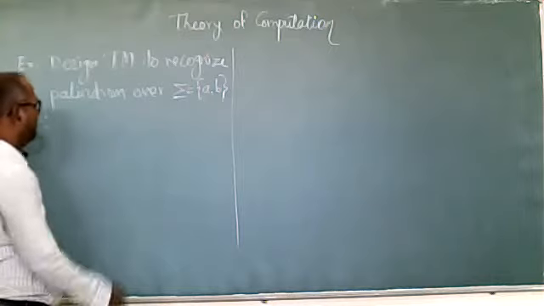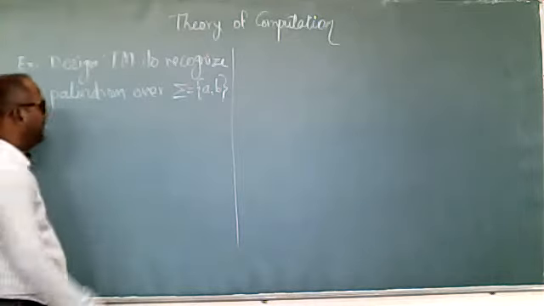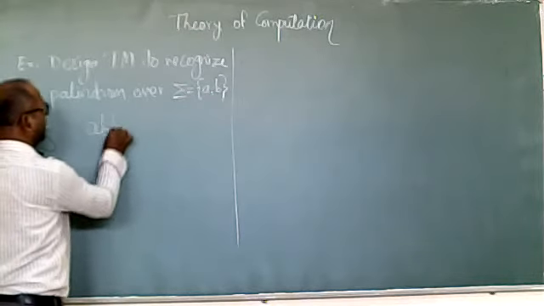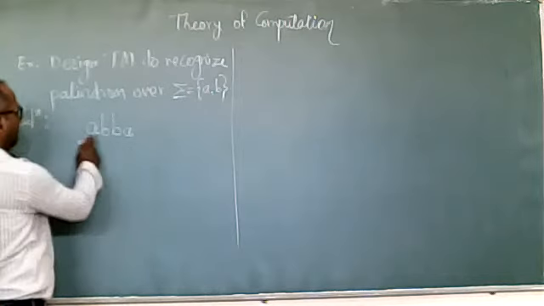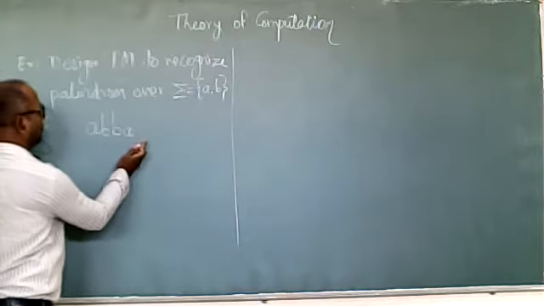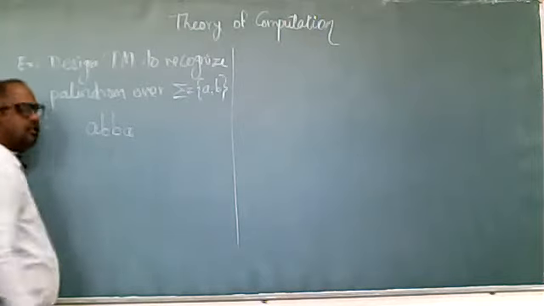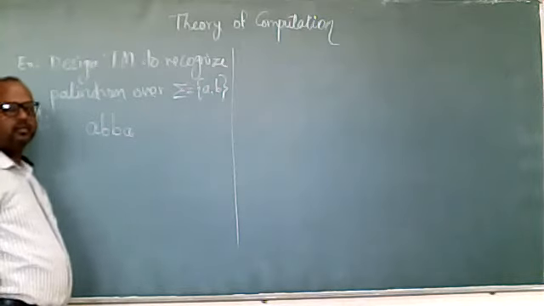If we are saying a and b are your input alphabets, your palindrome can be ab, ba. From the other side, ab, ba. So the string will remain the same. This is what a palindrome is.